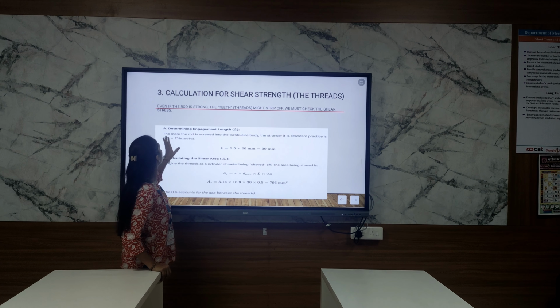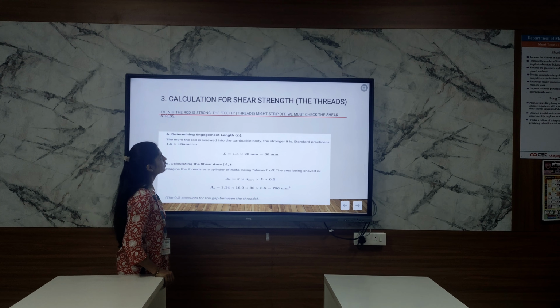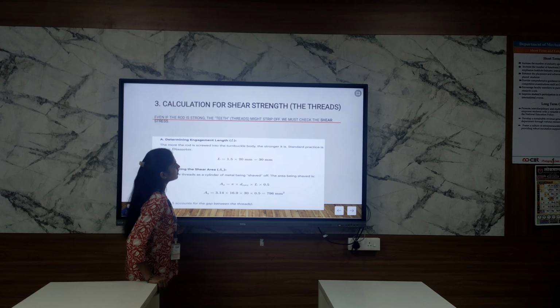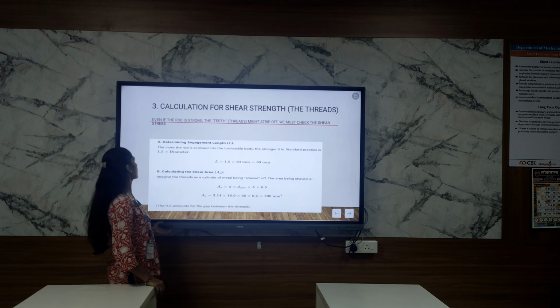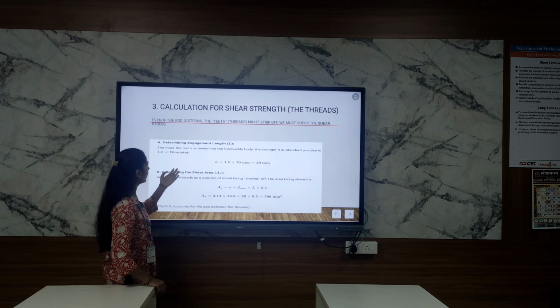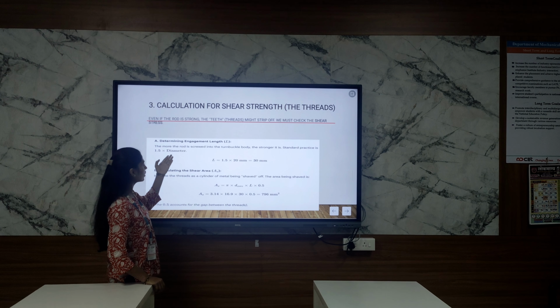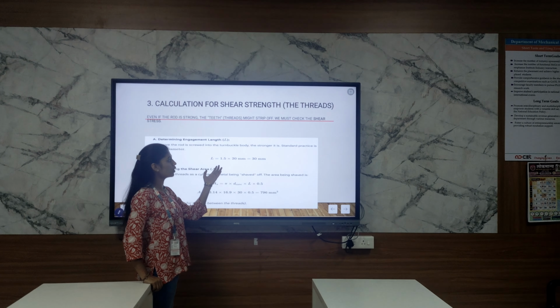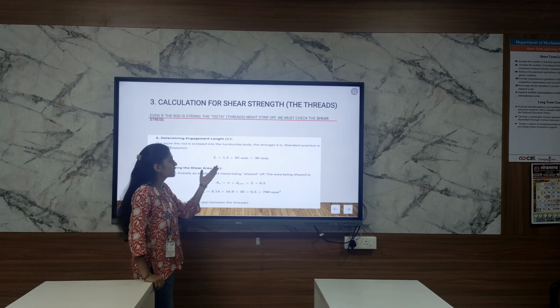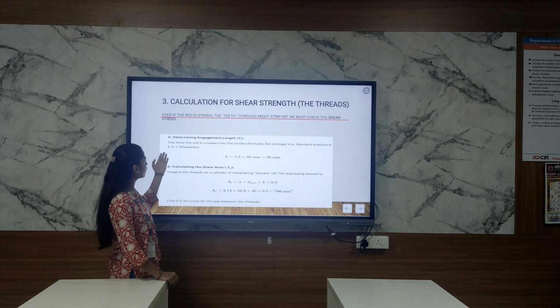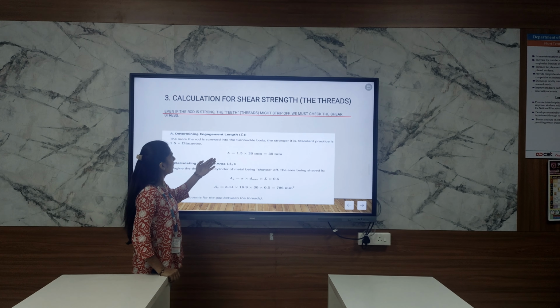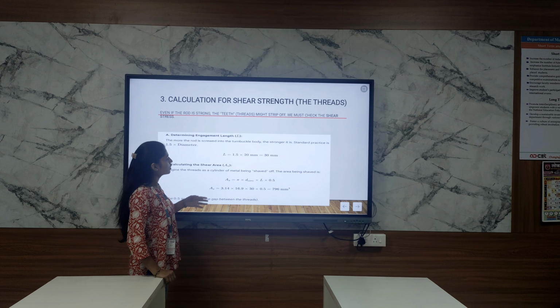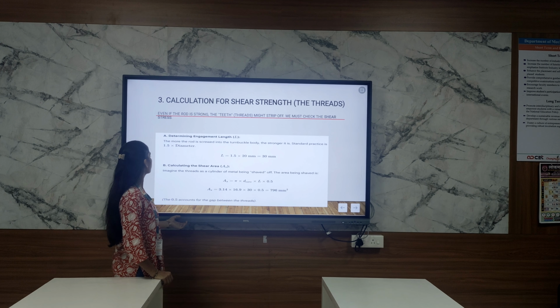Calculation for shear stress. Even if the rod is strong, the threads might strip off. We must check the shear stress. Determining engagement length: the more the rod is screwed into the turnbuckle body, the stronger it is. Standard practice is 1.5 times the diameter. Length = 1.5 × 20 mm = 30 mm.